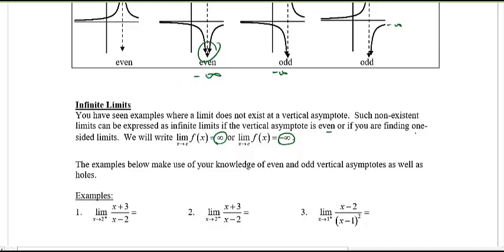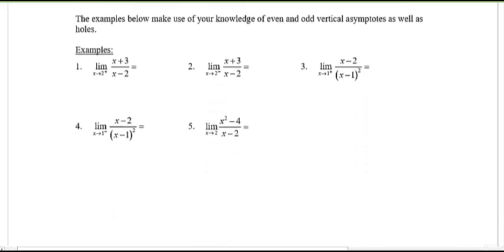Okay? So these examples below are going to make use of the knowledge of even and odd vertical asymptotes as well as the hole. So if you look at example number 1, look at this. It's the limit as x approaches 2 from the right. And notice that the factor here in the denominator, x minus 2, means that there must be a vertical asymptote at 2. And then because the power is 1, I know this is an odd vertical asymptote.